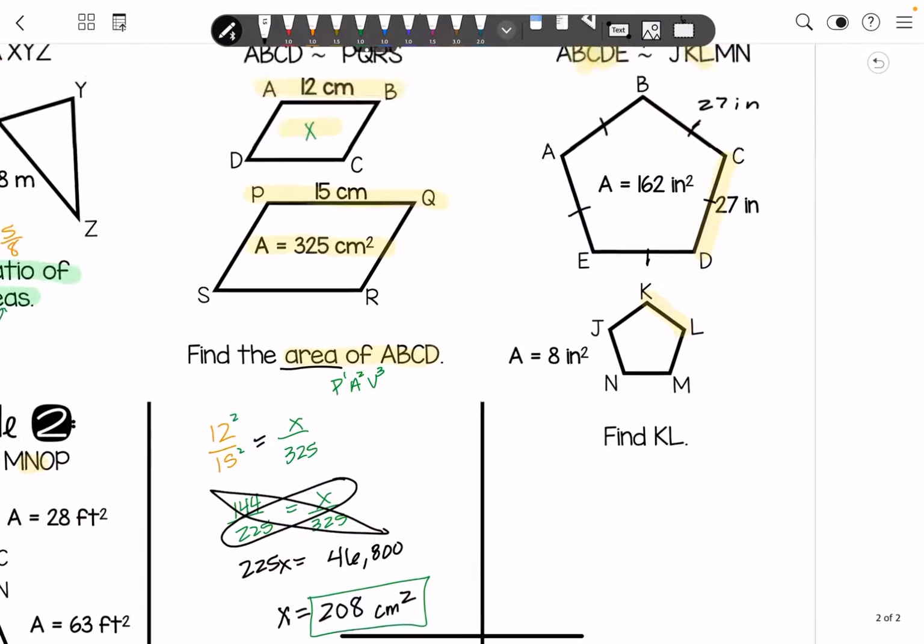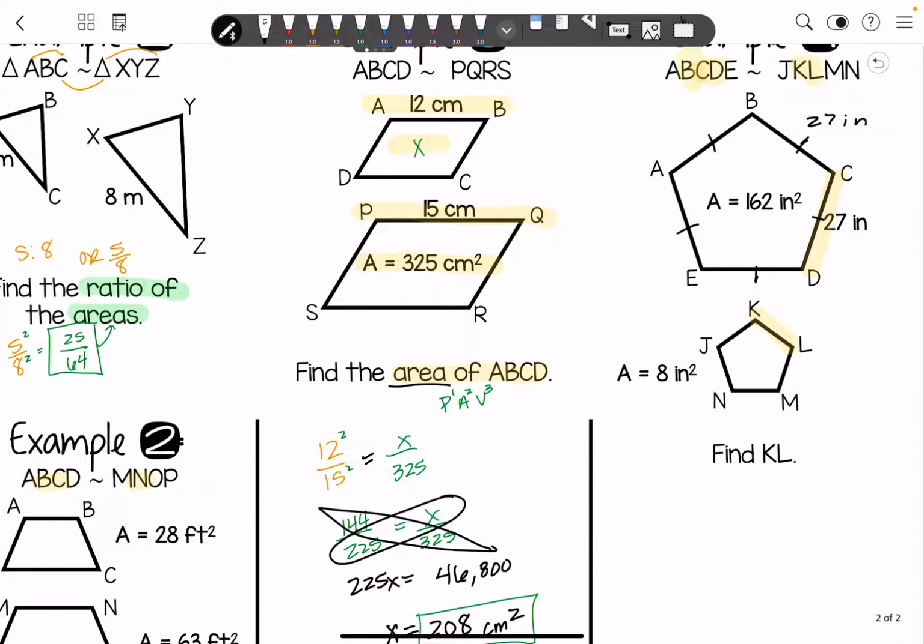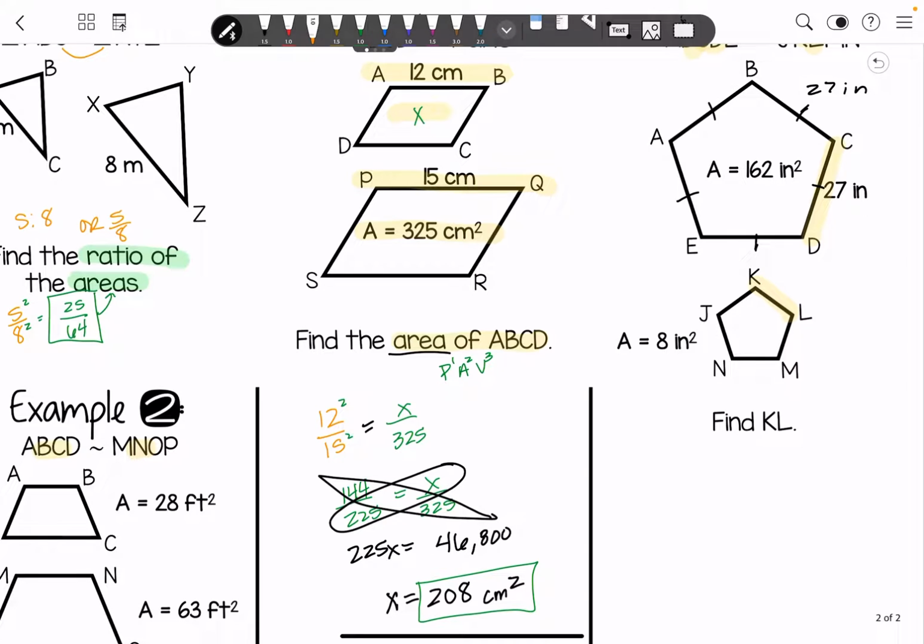And we're going to use ABCD. So we've got 27 over X is going to equal whatever our ratio is that simplifies from that area ratio. Now, what we're going to have to do to figure that ratio out is we're going to have to do 162 over 8, which was our area ratio, simplify it. When we simplify it, we get 81/4.